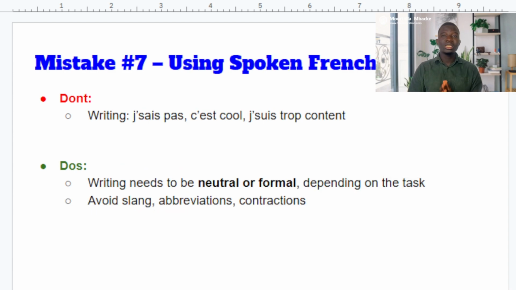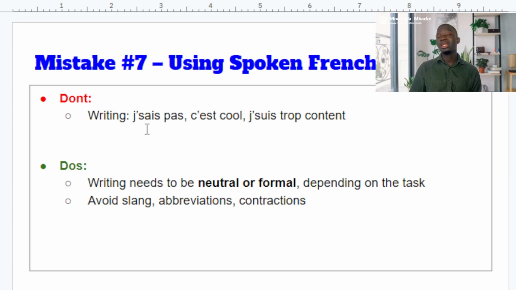Now finally, using spoken French. This is a big mistake. Writing and speaking are totally different. There are things that you can do in speaking, like you can repeat yourself, you know, you can use familiar language, you can do all of that in speaking, but when it comes to writing, you need to avoid all of that. You don't want to be contracting things, like here in this example, c'est pas. Here you write je ne sais pas, like you write a formal piece of writing. C'est cool, it's a very informal language, you don't want to use that in your writing. Je suis trop content, this word trop, you don't want to use this word in your writing.